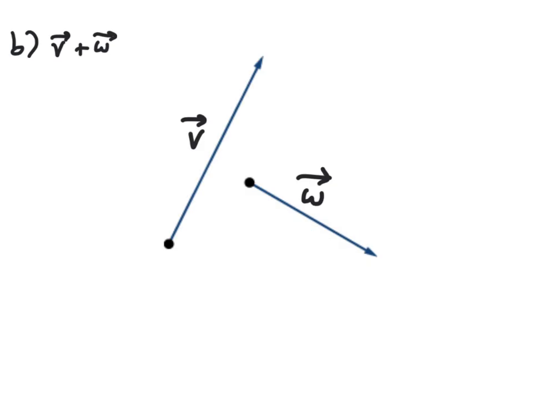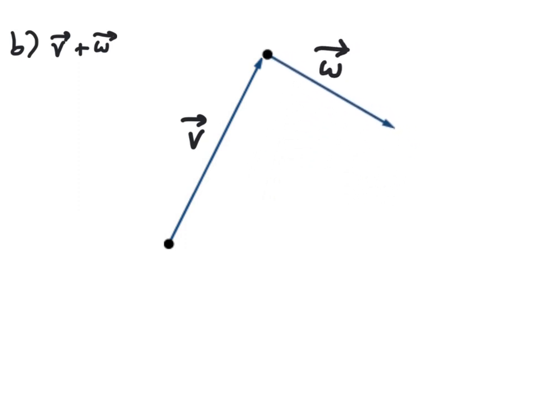Next, we want to sketch the vector v plus w. There are multiple ways of sketching the sum of two vectors, but one involves putting the second vector in such a way that its initial point aligns with the terminal point of our first vector. So we can see here that when we line them up this way, we can start at the initial point of v, travel along v, and then travel along w from the terminal point of v. And the resulting vector here from the initial point of v to the terminal point of w will be our sum v plus w.